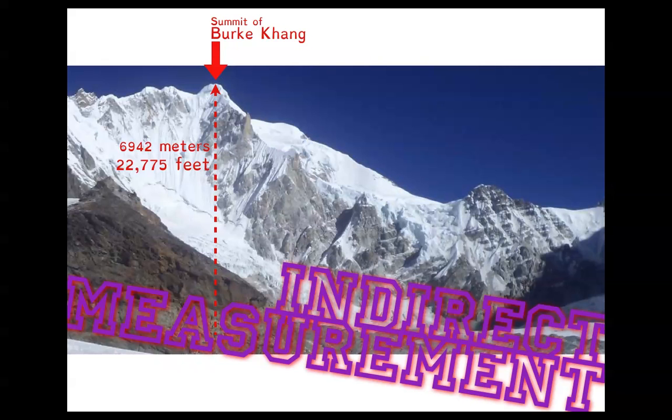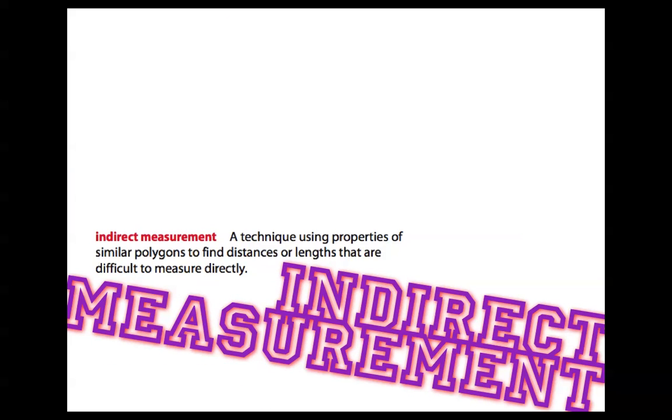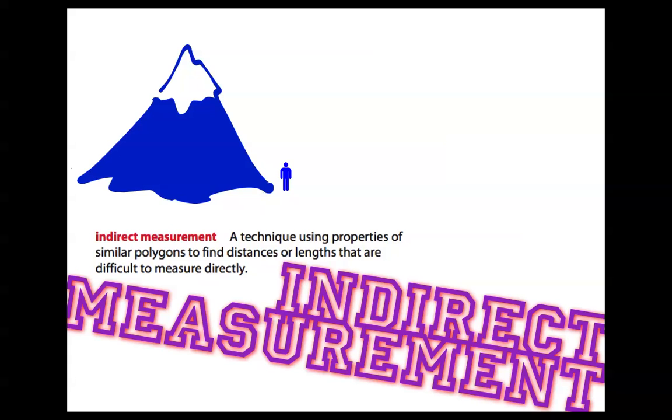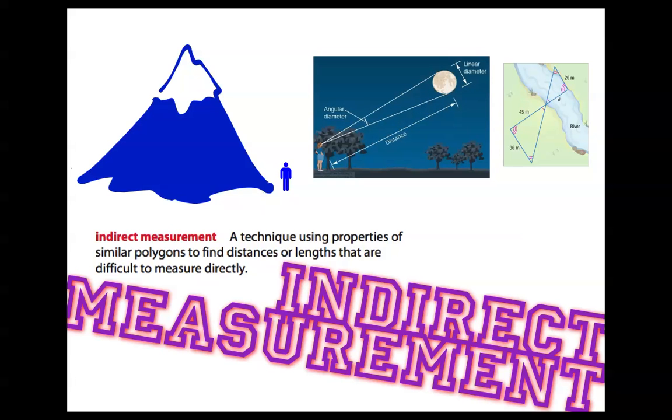When you can't measure something directly with a ruler or a yardstick or a measuring tape, you have to find other methods. And math gives us indirect measurement. So indirect measurement is a technique that uses properties of similar polygons, similar, we've seen that word, to find distances or lengths that are difficult to measure directly. In other words, we can find the heights of mountains that are really tall, or we can find the distance across a river without having to swim across it, or we can even find the diameter of the moon, which we definitely can't measure with a ruler or a yardstick, using indirect measurement instead of direct measurement.